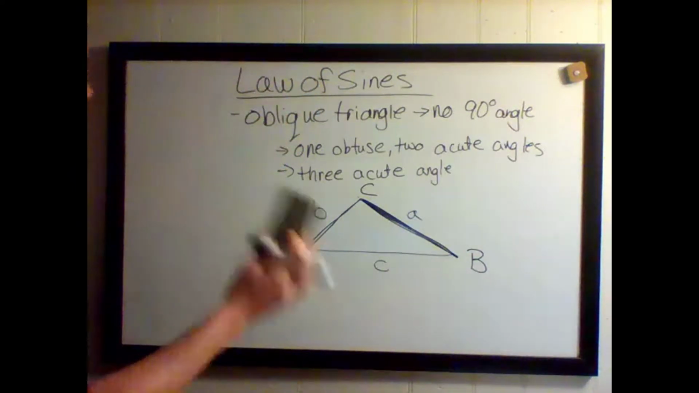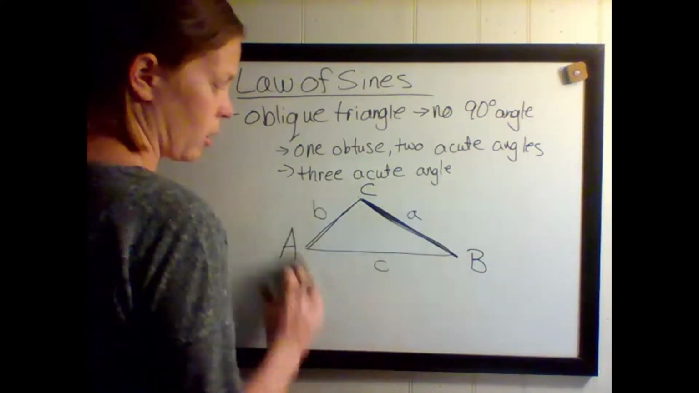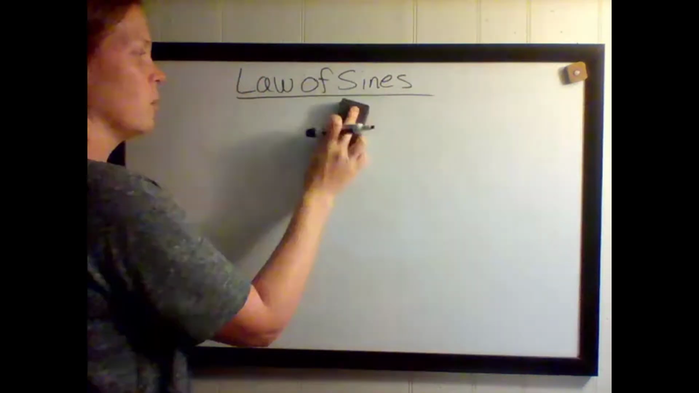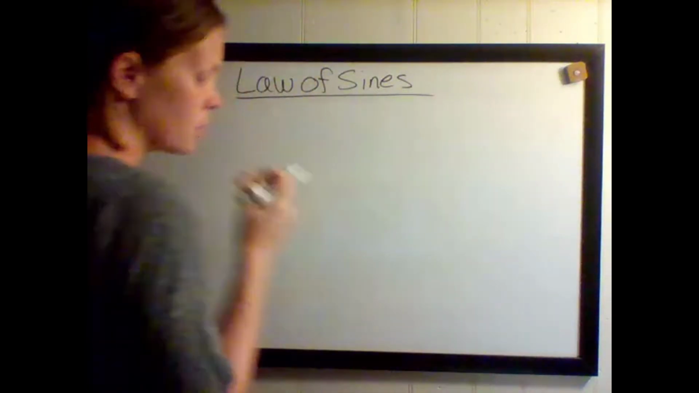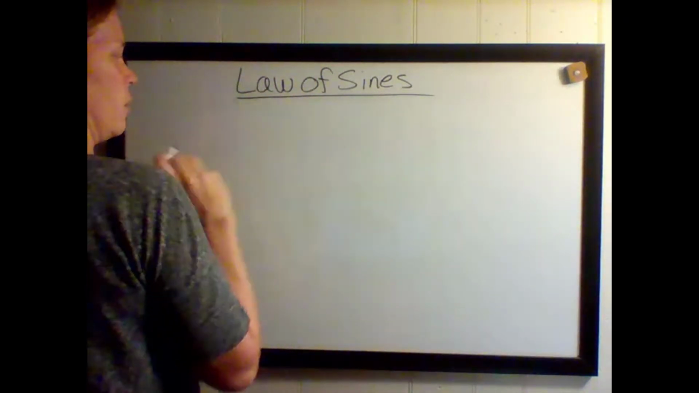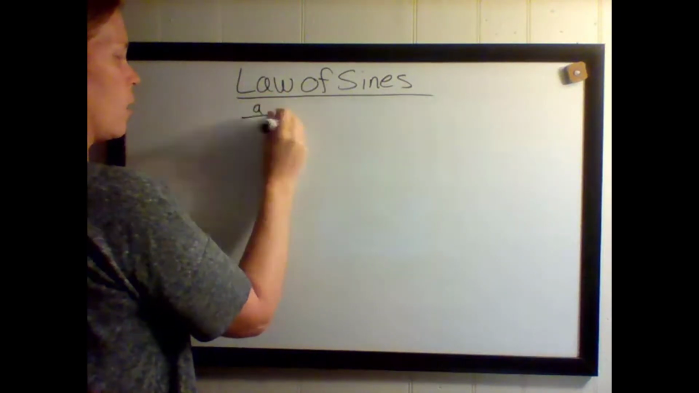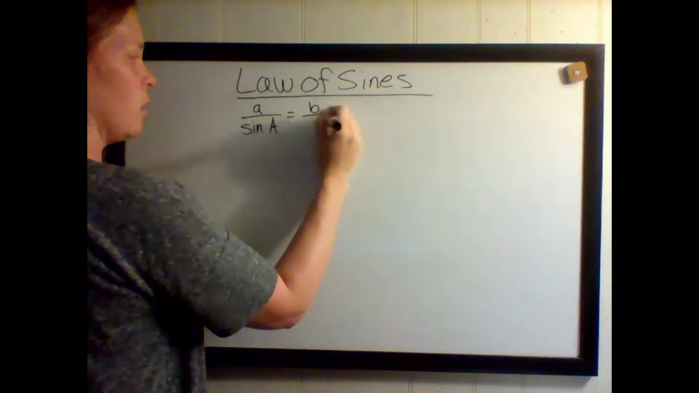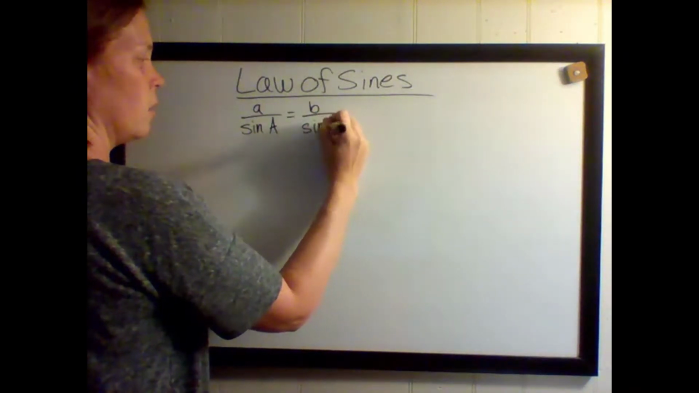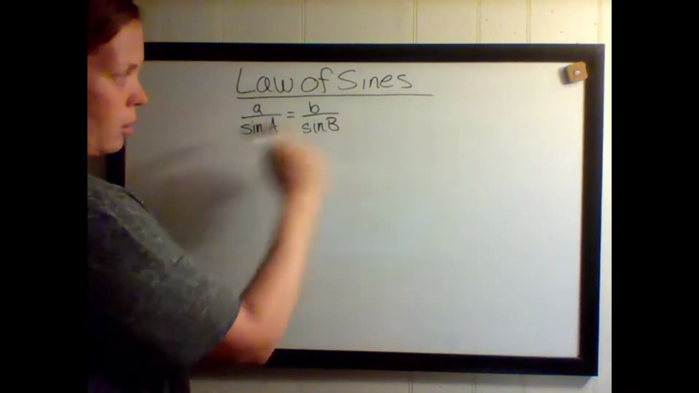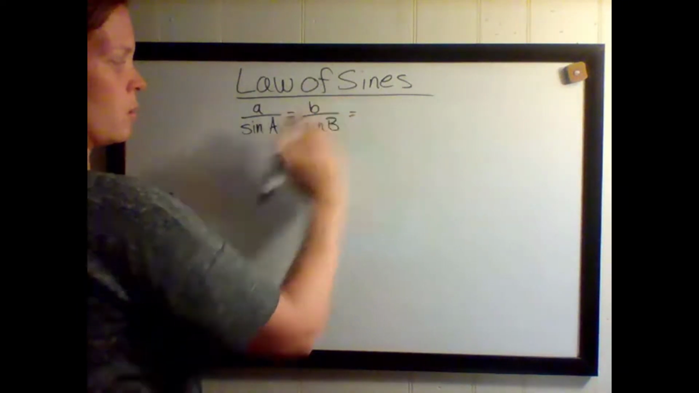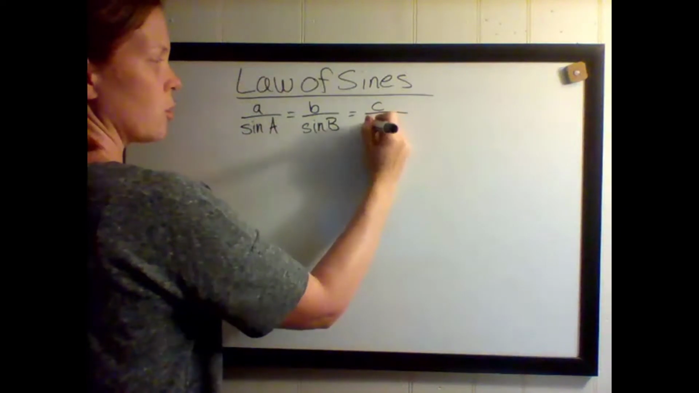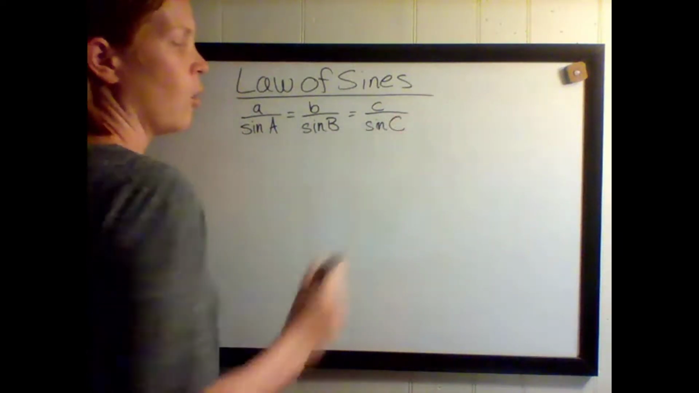Okay, so let me give you what the law of sines actually is, now that we kind of defined our triangle. So, the law of sines is that if I have side A over sine of angle A, that would be equal to side B over sine of angle B. So, now I'm going to keep going, but this would be one of the equations that would work, but also the same ratio of side C over sine C.